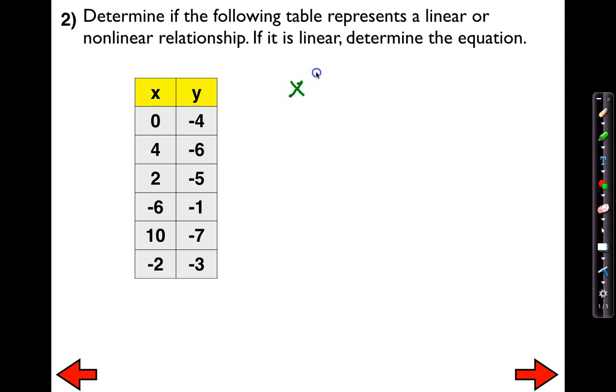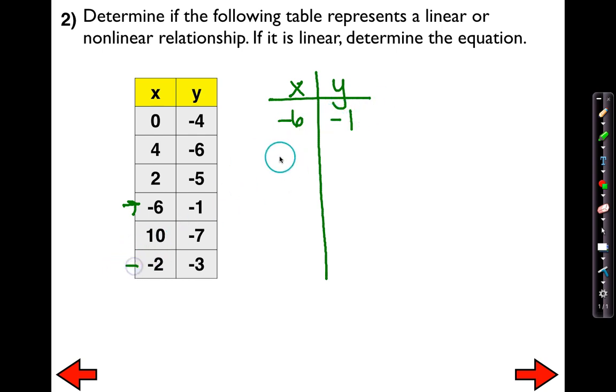So here I'm going to go ahead and reorder them. So here's the x's, here's the y's, and the way I'm reordering it is I'm looking at all the x values, and that's dictating what goes first, second, third, etc. So negative 6 will come first, so we're going to write negative 6, negative 1. Then we're going to put negative 2, comma, negative 3. Then we're going to go to 0, comma, negative 4. Then we have 2, comma, negative 5. And 4, comma, negative 6. And last but not least, 10, comma, negative 7.